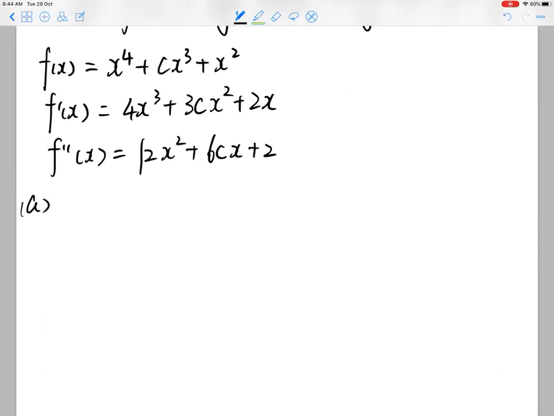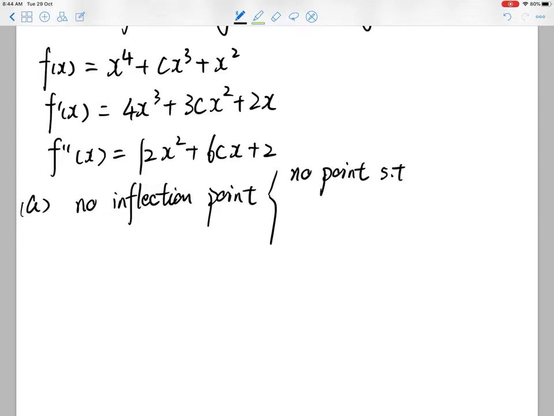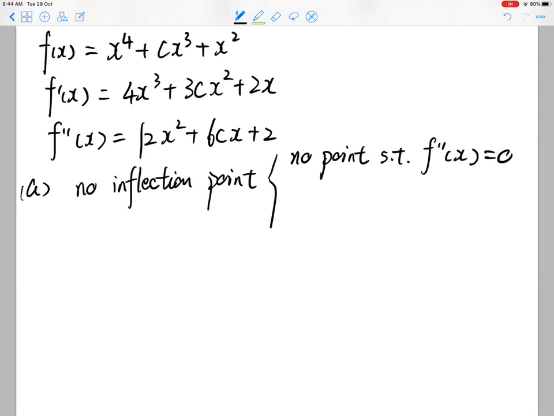So part A, if no inflection point, there are two cases. First case is no point such that the second order derivative is 0. Or when the second order derivative is 0, but the second order derivative sign doesn't change after passing A.